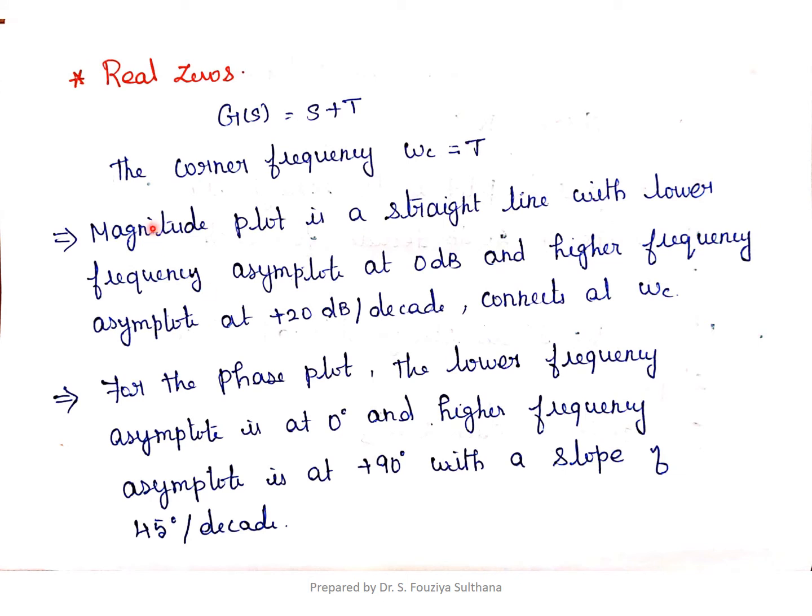If you are having zeros at the real axis, the magnitude plot is a straight line with a lower frequency asymptote at 0 dB and a higher frequency asymptote at plus 20 dB per decade, which connects at the corner frequency. Here the corner frequency is calculated from the constituent part. For the phase plot, the lower frequency asymptote is at 0 degree and a higher frequency asymptote is at plus 90 degree with a slope of 45 degree per decade.